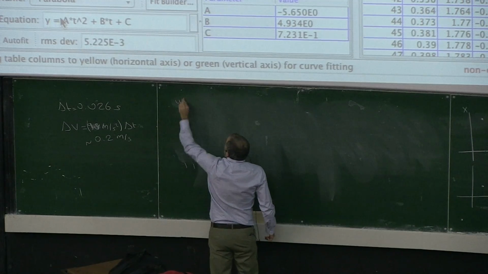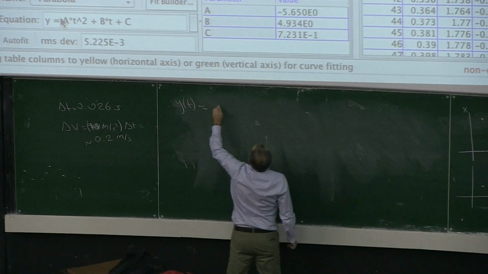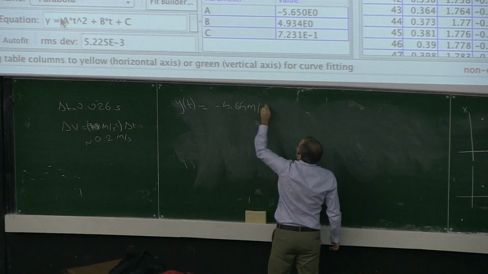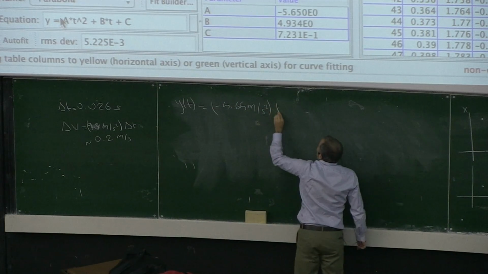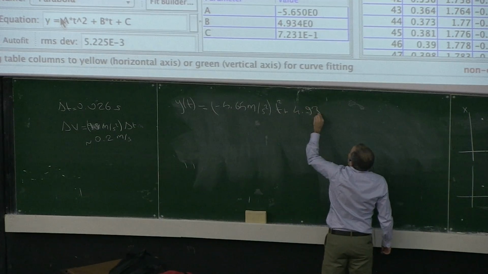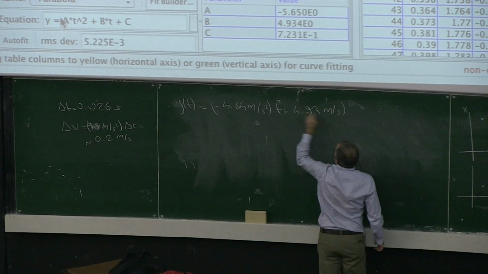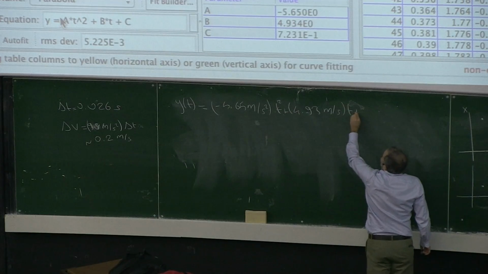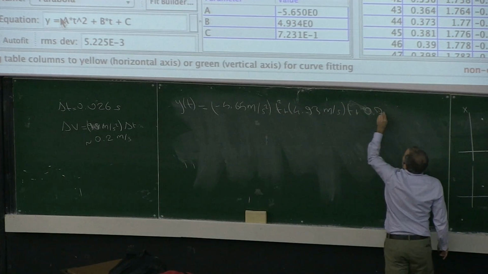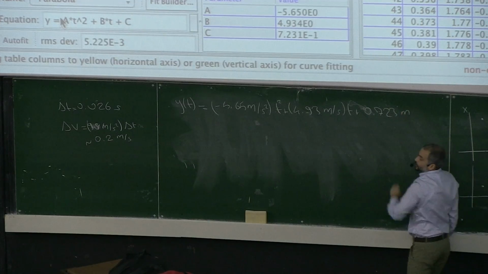So y is a function of time: minus 5.65 meters per second squared t squared plus 4.93 meters per second t plus 0.723 meters. This is our y coordinate.